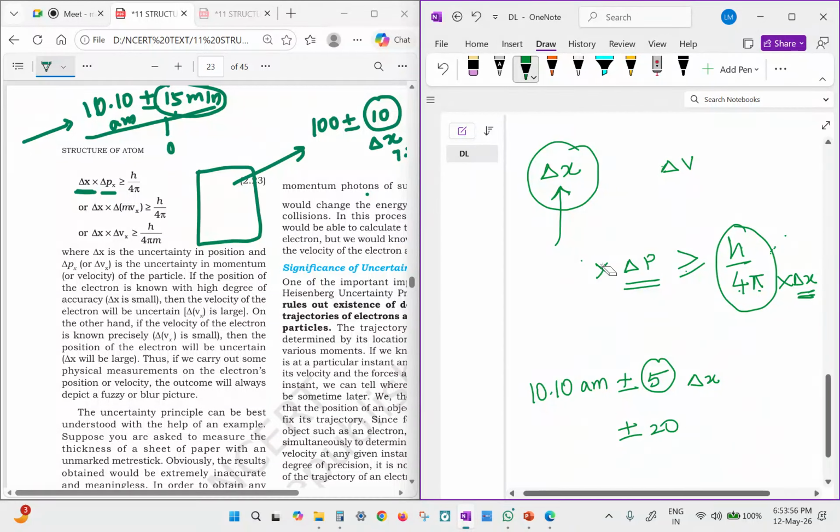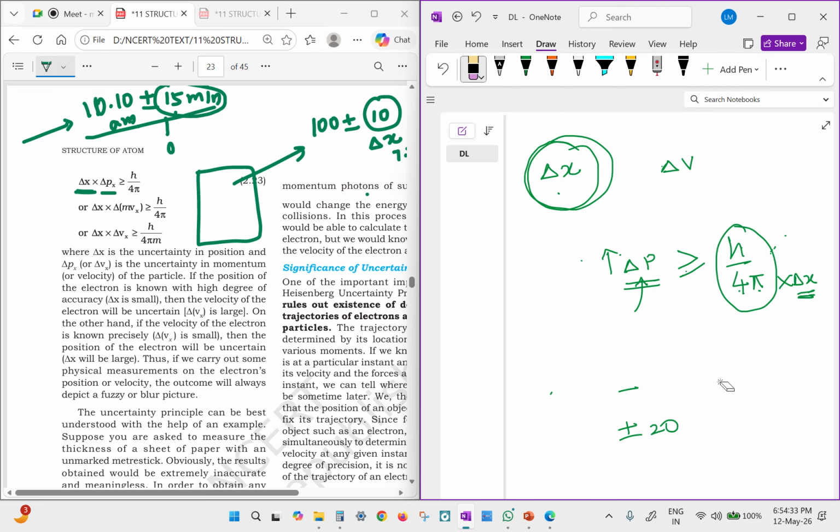A very small del x means what will happen to the momentum? The uncertainty in the momentum increases. So even if you have painstakingly found out the position of an electron with less uncertainty, eventually your uncertainty in the momentum will be too large. That means the Heisenberg uncertainty principle says that one cannot determine the exact position and velocity of an electron simultaneously with absolute certainty.